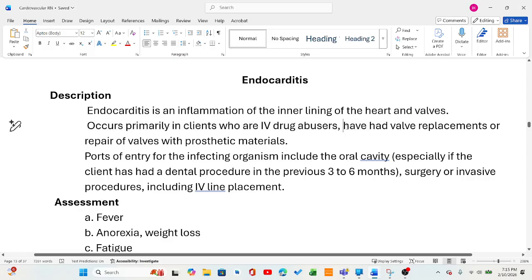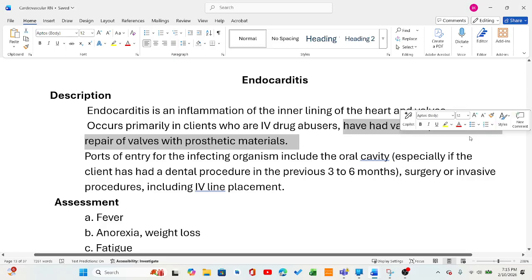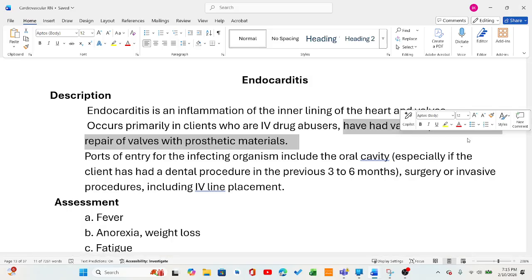So when the innermost layer of the heart is infected, that's where our major problem is going to be: the forming of a vegetation around the valve. So when that happens, that which is like a clot can dislodge itself and find itself in the brain or any part of the body. It can go to the lungs and cause pulmonary embolism. It can go to the brain and cause stroke. It can also go all the way to the renal system and cause renal problems.